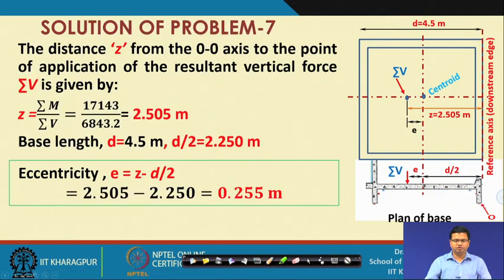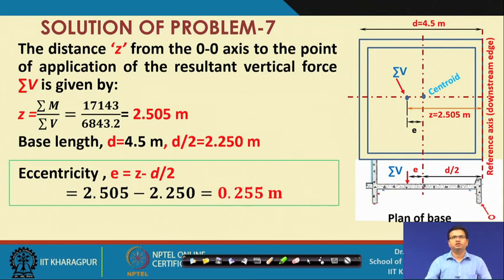To estimate the value of Z, we know that Z equals sigma m divided by sigma v. Sigma m is the resultant moment, given as 17,143 kg meter, and sigma v is the resultant vertical force, given as 6843.2. So, we divide and we get 2.505 meter, and D equal to 4.5 meter. So, we get D by 2 equal to 2.250 meter.